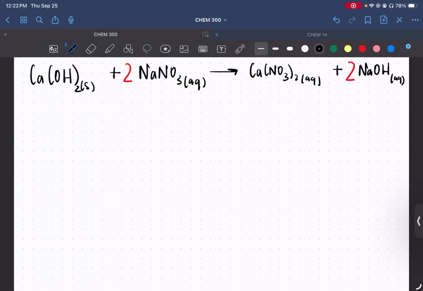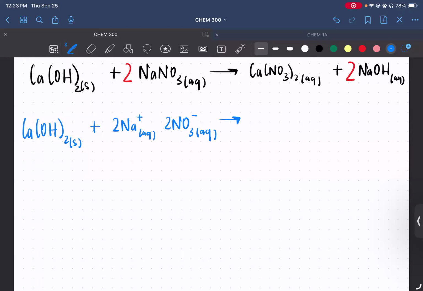Okay. Now that we have that, let's do the ionic equation. You have the steps at the ready. The first thing we're going to do is break apart all aqueous species to get the complete ionic equation. We're not going to break apart the calcium hydroxide because it's a solid. We are going to break apart the sodium nitrate because it's aqueous, leading to 2Na+ and 2NO3- aqueous.